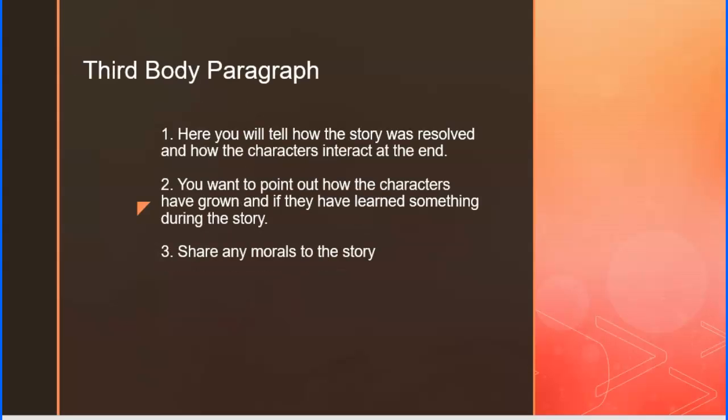And here you're going to tell how the story was resolved, or how the incident that you shared was resolved, and how the characters interact at the end. You want to point out how the characters have grown and if they learned something during the story. And you want to share any morals to the story that the author may be passing along.